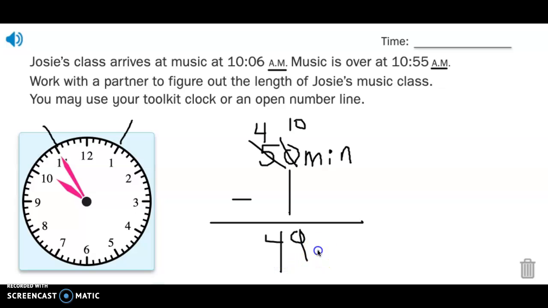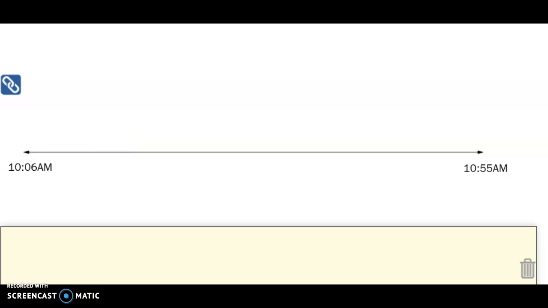It is 49 minutes long, Josie's music class. Amazing. So if you didn't draw that out, that's okay. But we're going to draw out this number line to make hops on it. As you can see, I have Josie's music class starting at 10:06. And I have it ending at 10:55.